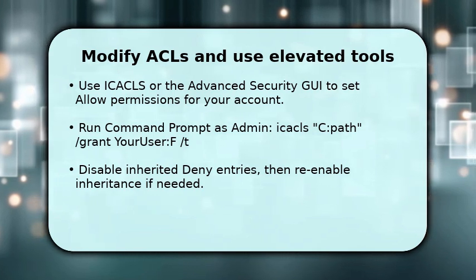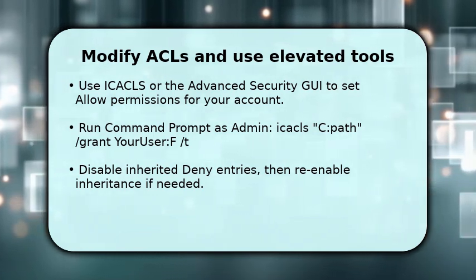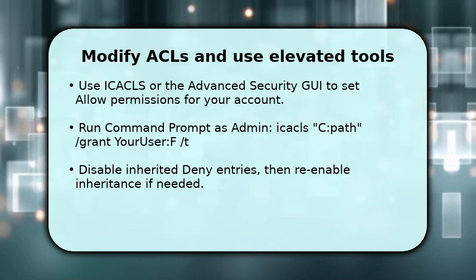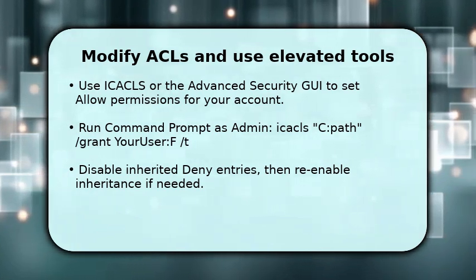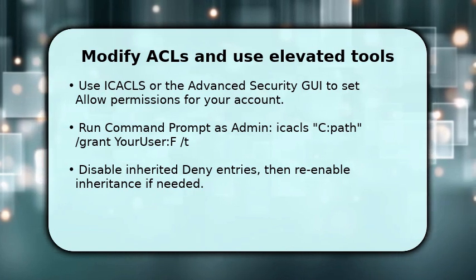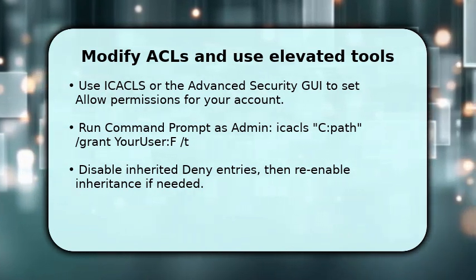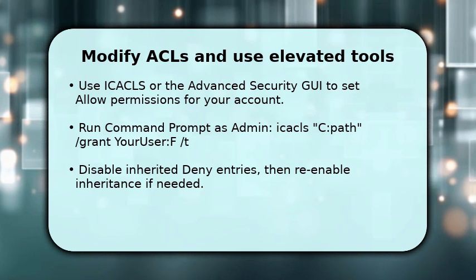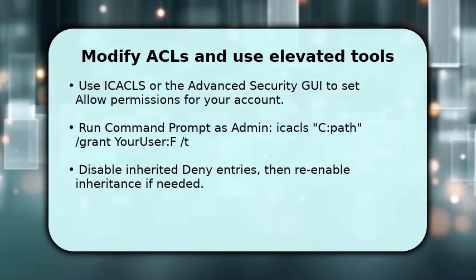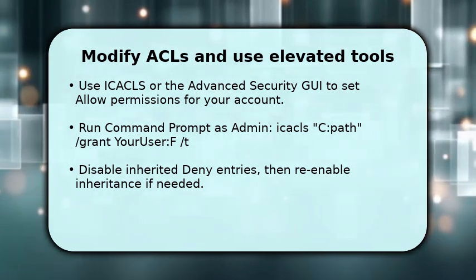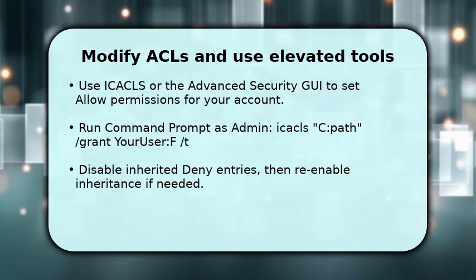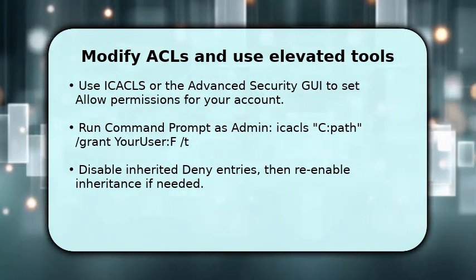Run an elevated command prompt or PowerShell. For a quick fix, type /c \path/grant your user, f/t to grant full control recursively. You do this because explicit deny entries override allows, so removing or overriding them matters. Alternatively, use the Advanced Security GUI to remove deny entries and reassign permissions.